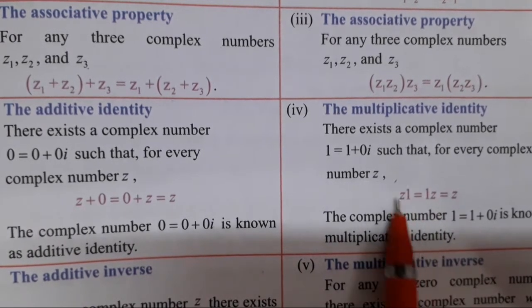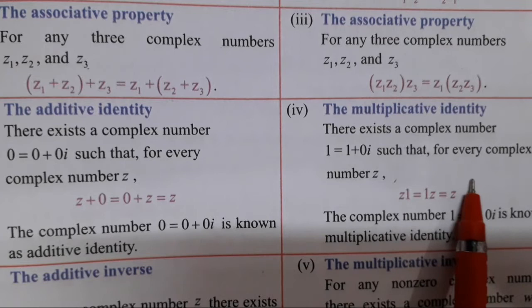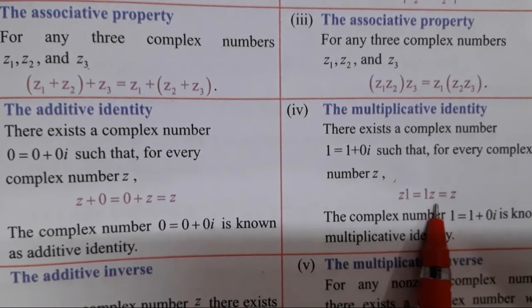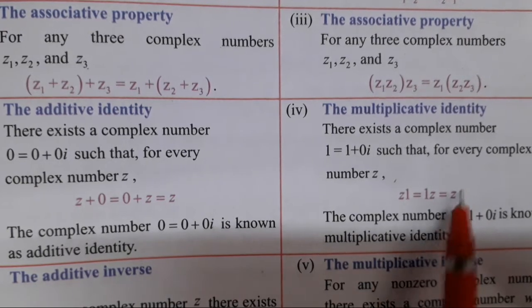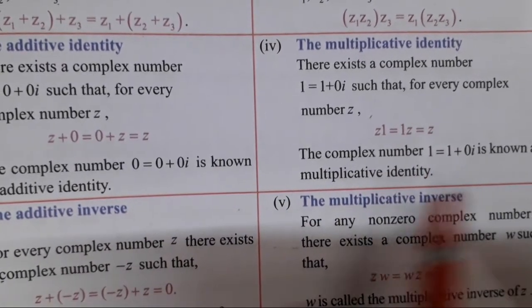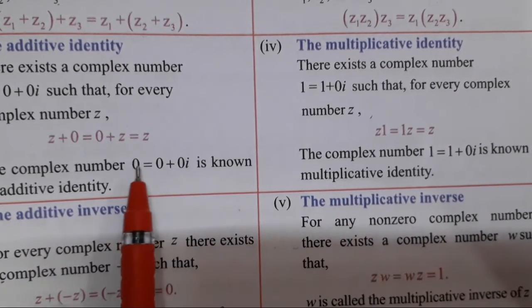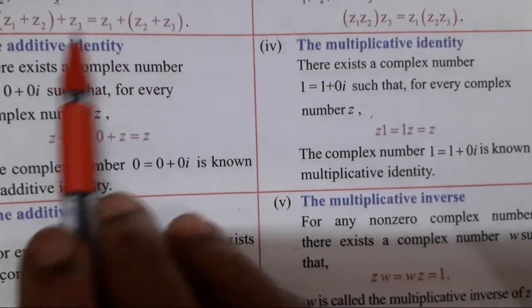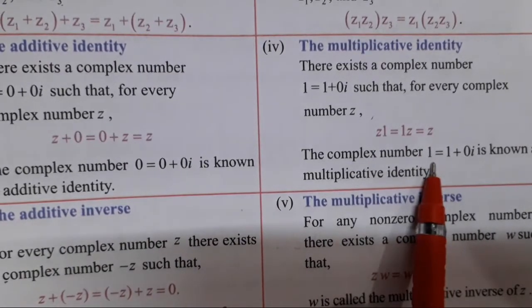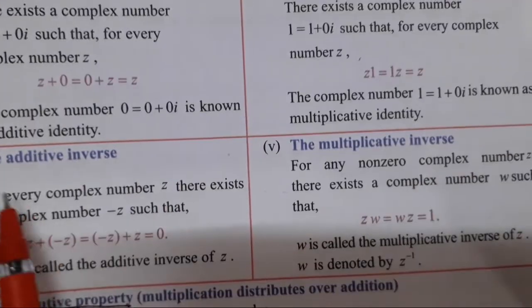equal to z. If a number is multiplied with 1, we get the same result. Similarly, if the complex number is multiplied with 1 or 1 is multiplied with the complex number, we get the same complex number. Therefore, the complex number 1 equal to 1 plus 0i is known as the multiplicative identity. 0 equal to 0 plus 0i is additive identity. Keep it in mind. Additive identity is nothing but what? 0. Multiplicative identity is nothing but what? 1.